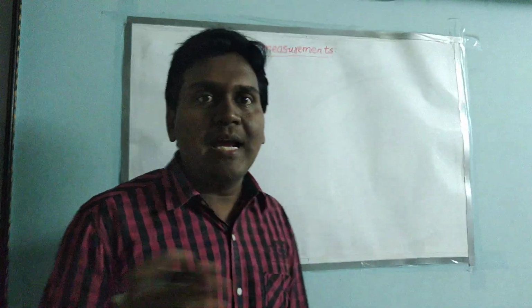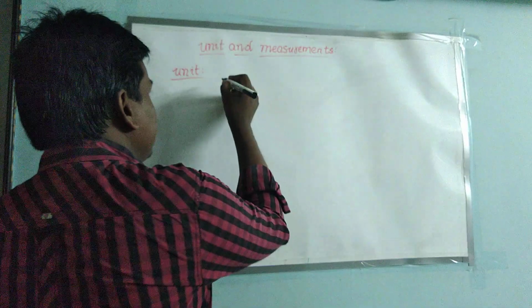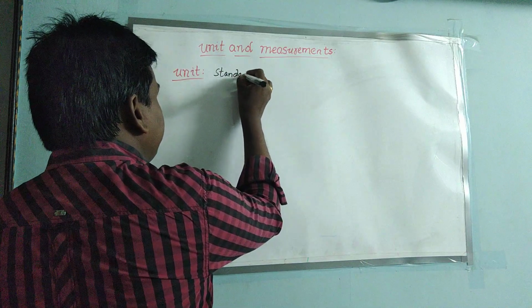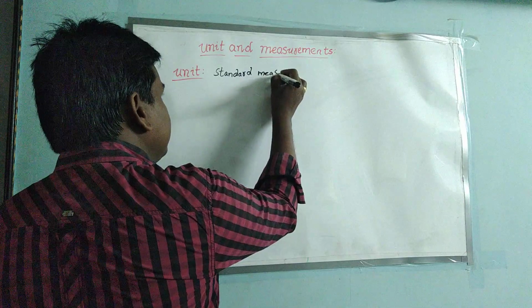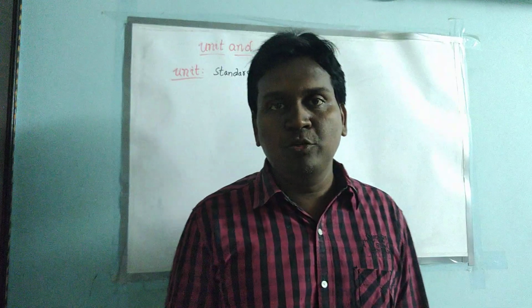Now, a unit is a standard measurement. Not only here, wherever we are measuring, the unit will not change. The unit remains the same at any place and at any time. So we can consider that a unit is a standard measure for any physical quantity. It will not change from place to place, person to person, or time to time.